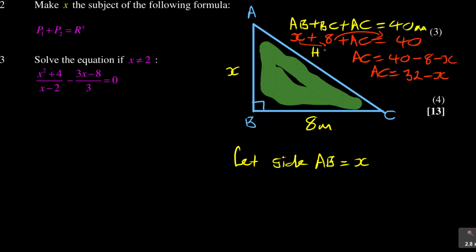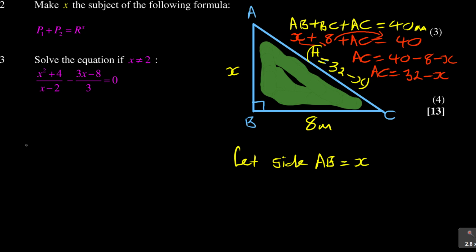So it means this hypotenuse now is equal to, let me write that, the hypotenuse is equal to 32 minus x. This is our hypotenuse, guys. So we have a triangle. This triangle has got two sides, x and 8, and the hypotenuse 32 minus x.